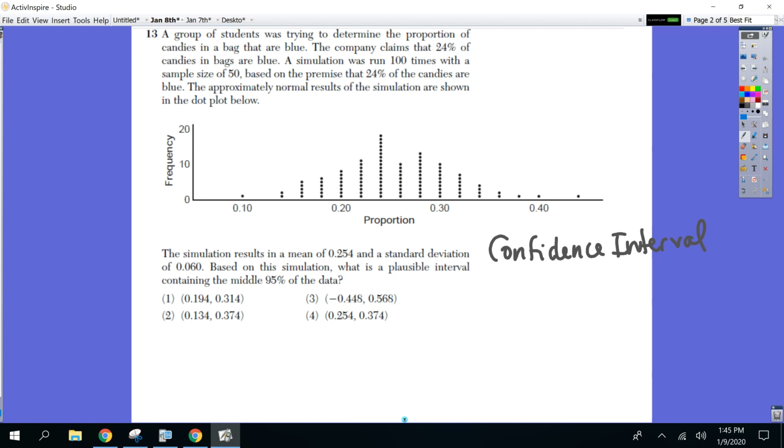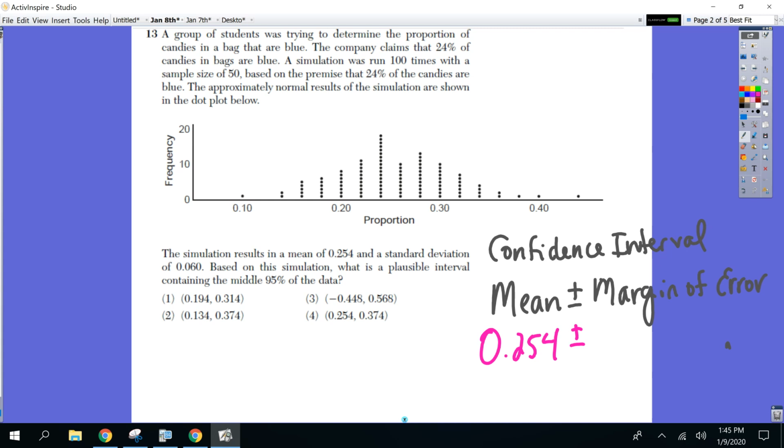Okay, confidence interval, what is it? Mean plus or minus. It's not the standard deviation like some of you thought on the test. It's the margin of error. Remember how we wrote MOE all the time? That doesn't stand for standard deviation. Okay? What's the mean? Literally given to you, right? 0.254 plus or minus, not the standard deviation.